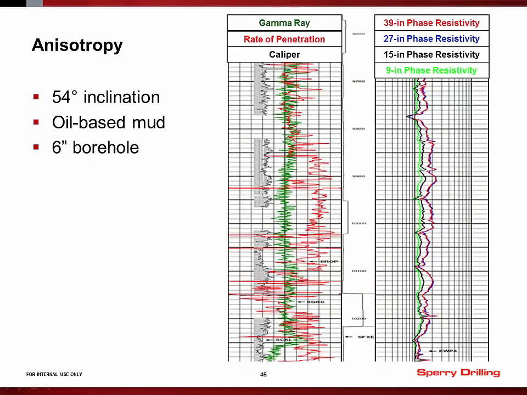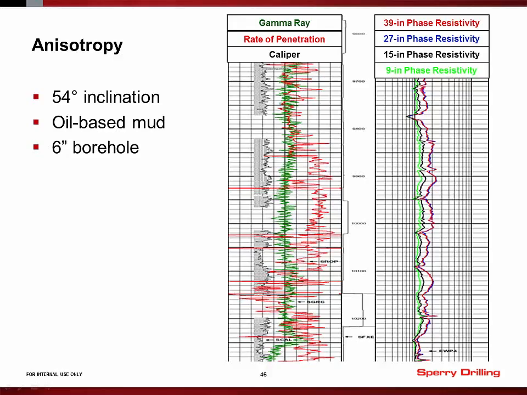This is an example of a log where anisotropy has influenced the resistivity measurements. We're in a borehole where the inclination relative to the vertical is 54 degrees. We're in oil-based mud, and we're in a fairly small borehole. The fact that it's oil-based mud means that there is very little borehole effect, because oil-based mud has a very high resistivity.